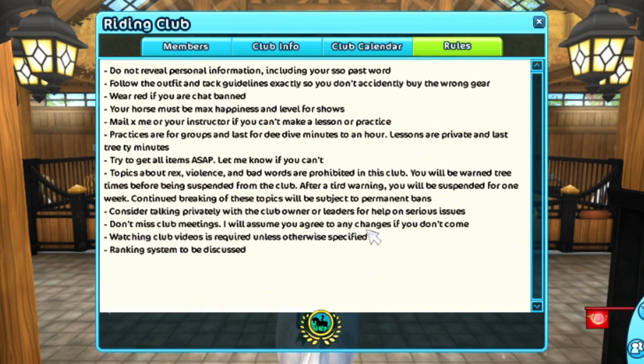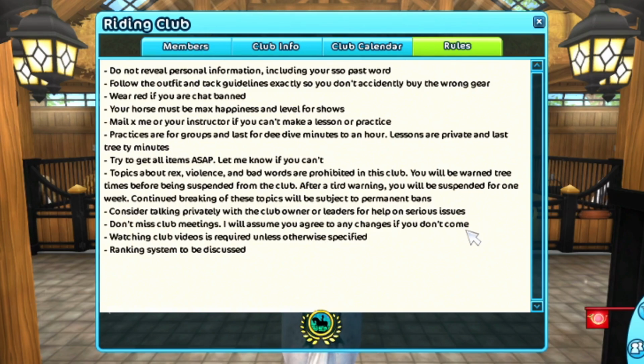I will assume you agree to any changes if you don't come. So let's say I'm going to make a huge change to the club tack and the club outfit. If you don't come to the meeting where we talk about that, the change is going to happen and you're just going to be surprised by that change.